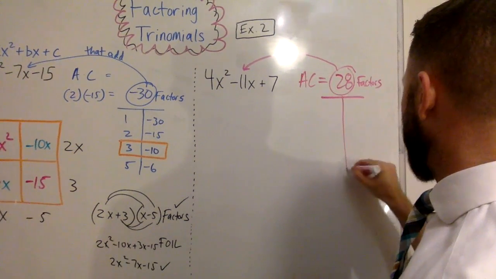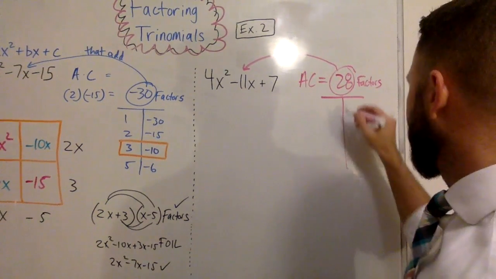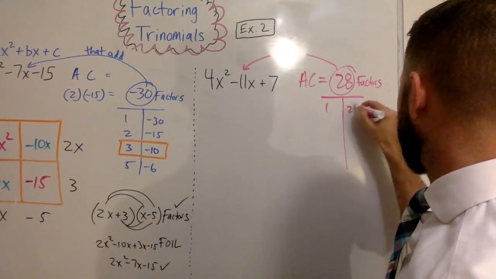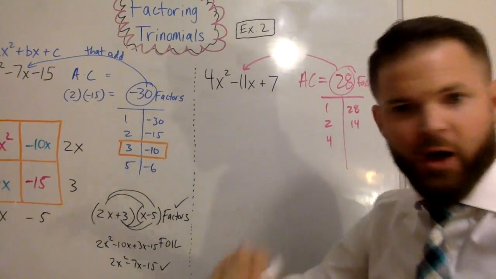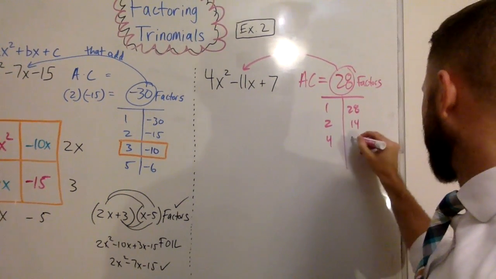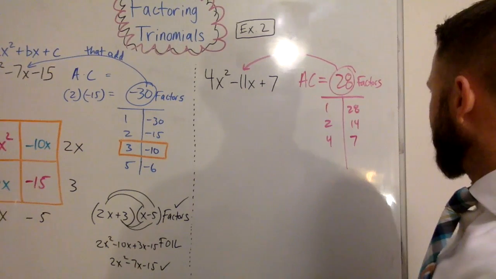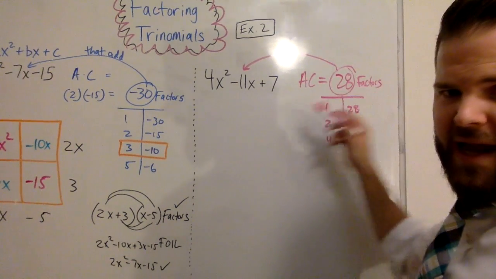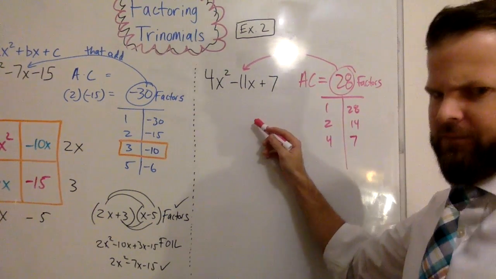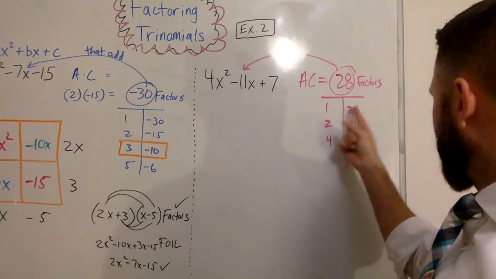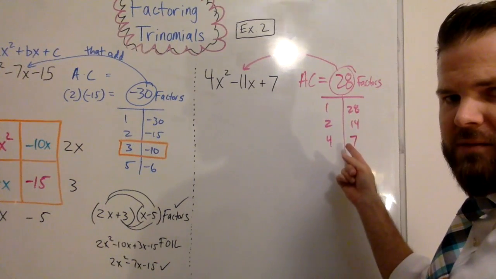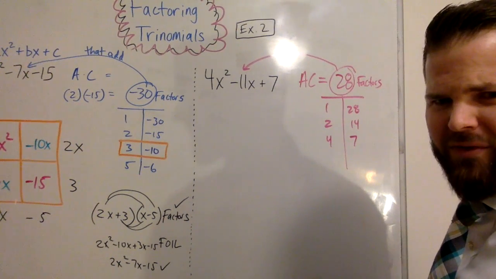So here's my factor tree. What do you got? I got 1 and 28, I got 2 and 14, I got a 4 and a 7. Alright, so here's my factors of positive 28, but they gotta add up to be negative 11. Hold up. So here, positive 29, positive 16, positive 11, but I'm looking for negative.